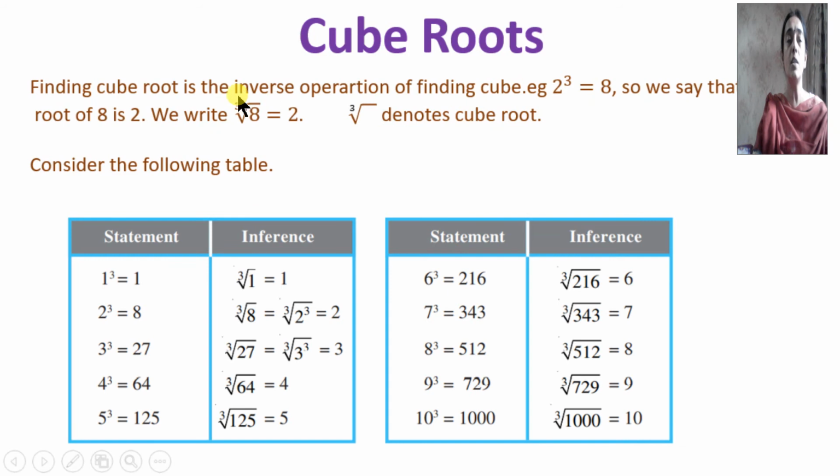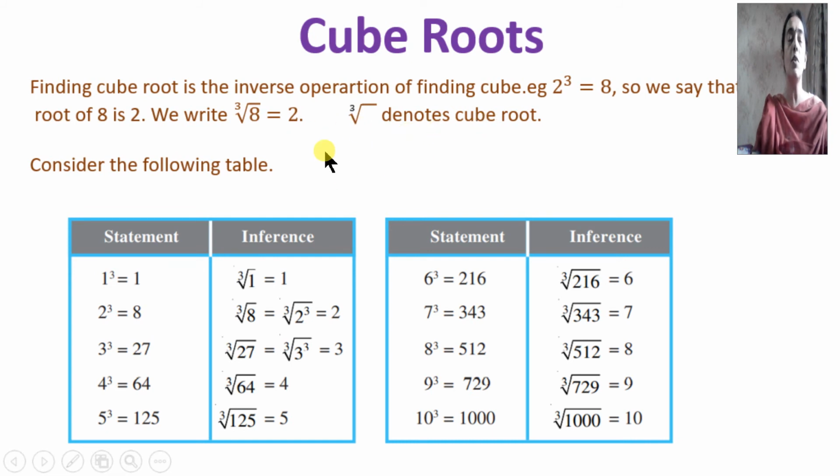Now this is the symbol for cube root. So cube root of 8 is equal to 2. We write this as cube root of 8. We read this as cube root of 8 and that is equal to 2. So this symbol denotes cube root.